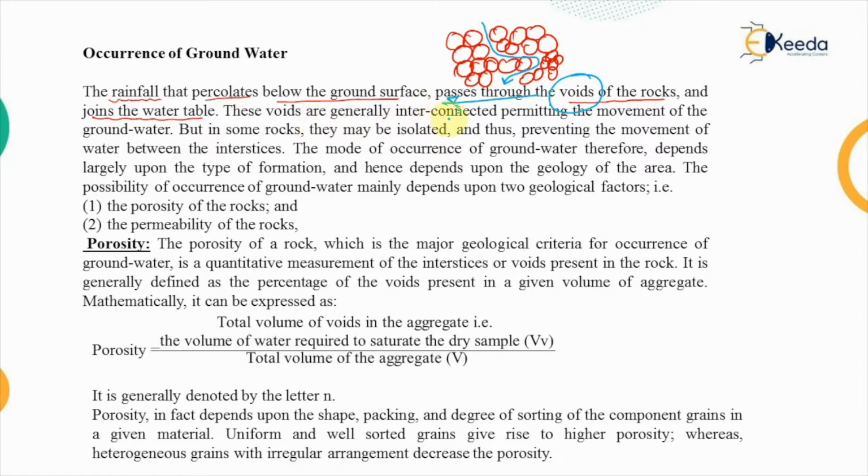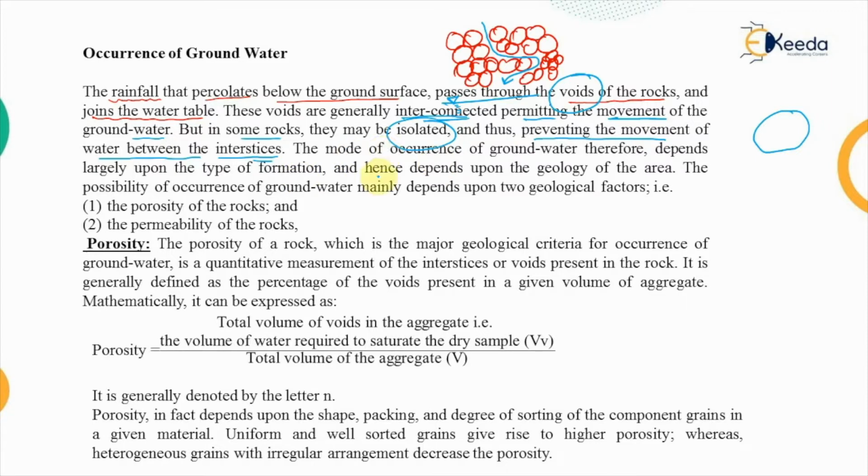These voids are generally interconnected. Only then will there be continuous flow, permitting the movement of the groundwater. But some rocks may be isolated. If a large rock is present between the voids, it may prevent the movement of the water between the interstices, that means between the voids.